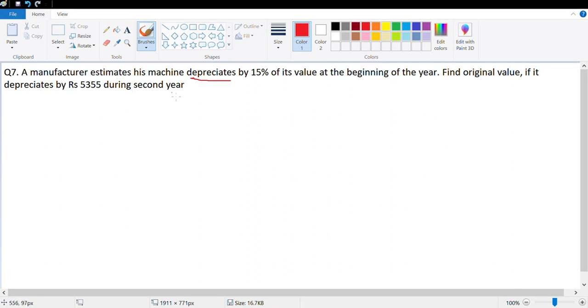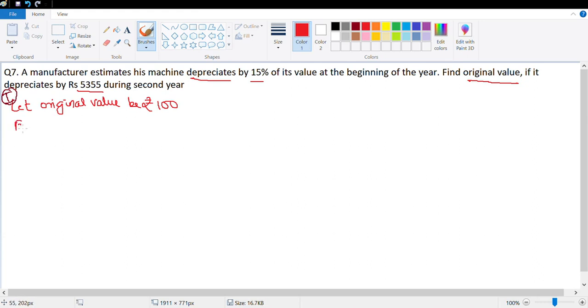So a manufacturer estimates his machine depreciates by 15% at the beginning of each year. We need to find the original value, which is basically the principal, if it depreciates by 5355 during year 2. So let the original value of the machine be rupees 100. I will try and do this question using two different methods. Let's look at method 1, which is exactly the same as what I had used in the previous question, where I'm taking the value as 100 rupees.